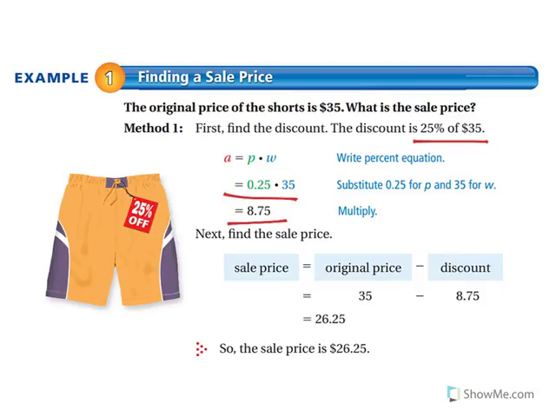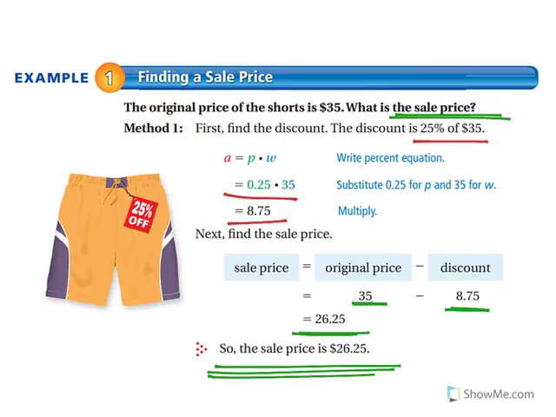However, they ask what is the sale price. The sale price is the result of taking the original price and subtracting the discount. So we're going to take that $35 original price, subtract 8.75, and we get 26.25. So the sale price of this item is $26.25.